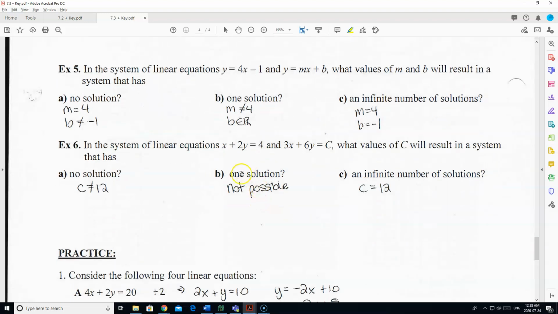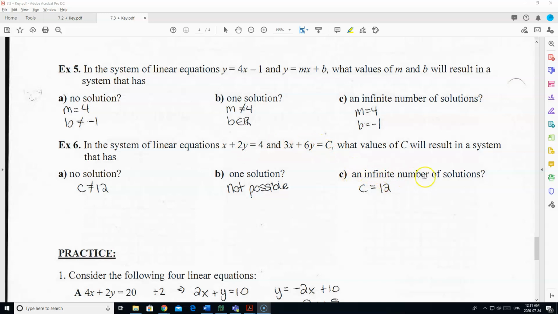Okay, almost done here. So in example 6, there's a few ways you can do this question. One, the easiest way would be to just move everything to one side and solve it for y, in slope-intercept form, and then you can compare it pretty easily. Another way is to see that this equation is pretty much the first equation multiplied by 3. As long as that works for C as well.